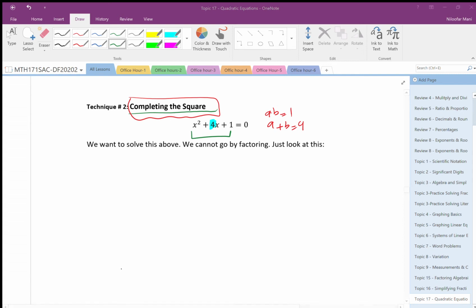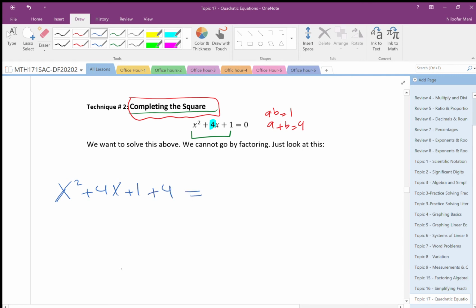So I cannot go by factoring, right? I cannot go by factoring, so I have to do something else. So what should I do? We cannot do it by factoring. I don't know. Okay, so I just ask you something. If I have x squared plus 4x plus 4, if I add 4, what happens?